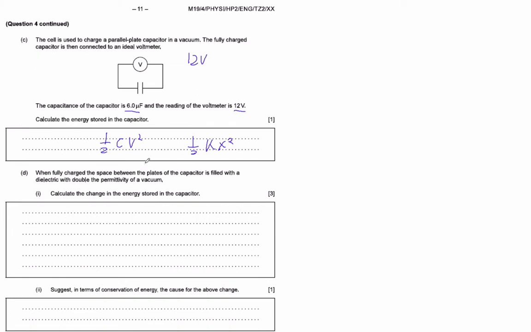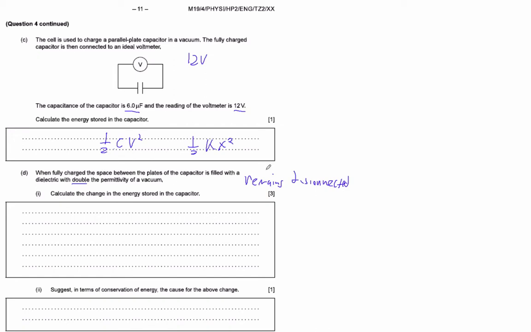Now, here's the thing, right, is that now it is disconnected from the voltage source. We must understand that, right? It remains disconnected, right? Okay, and it's got double the permittivity. So basically we're going to double the capacitance, right? Okay.